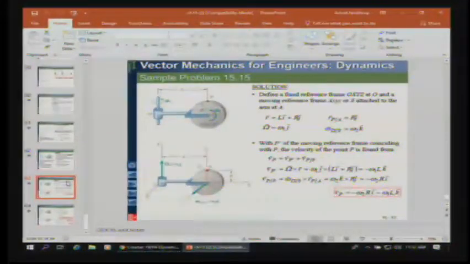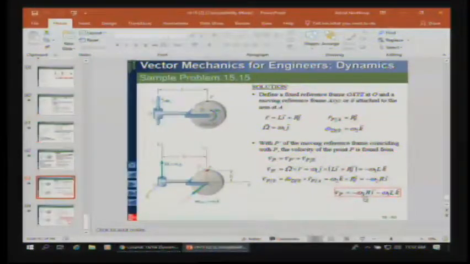So we go ahead and we write out our vectors. We have R, right, which is just right here. And then we have R of P with respect to A, which is the center of the disk. And then we have omega, which is going to be that rotation. Then we just plug into the equations and we find the velocity vector for P.